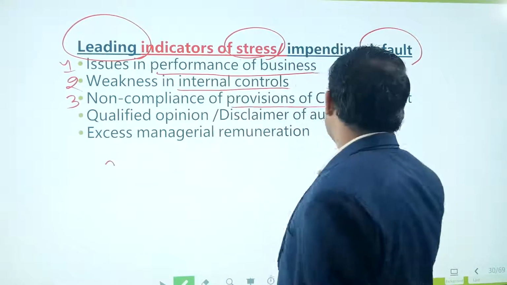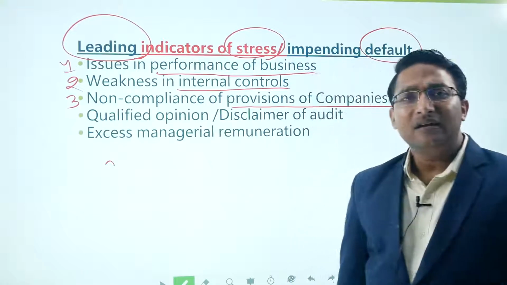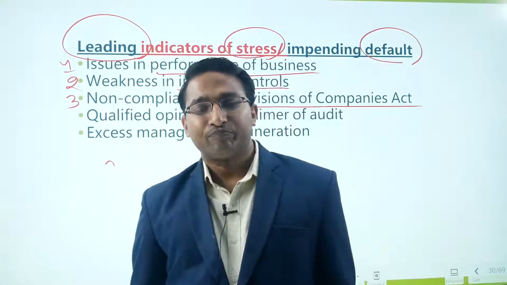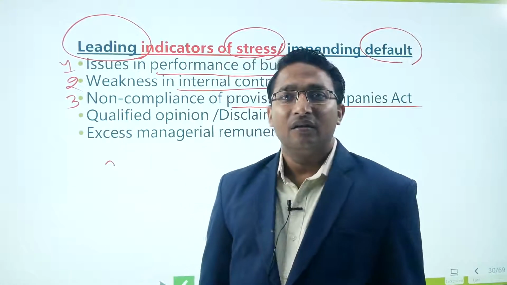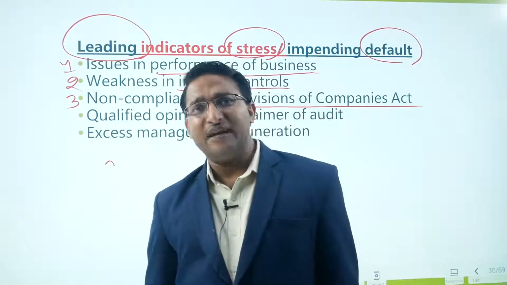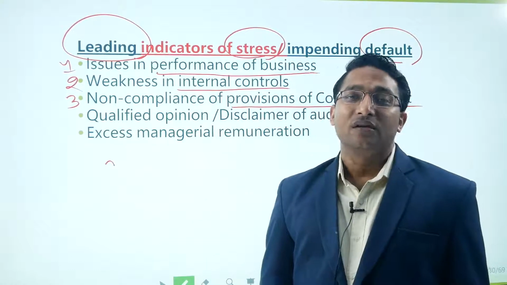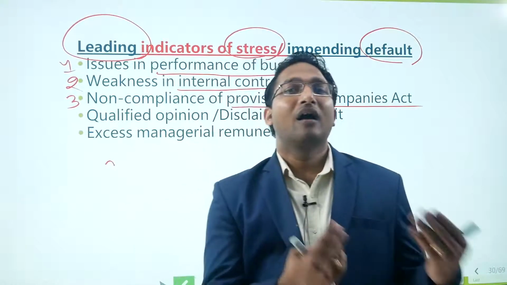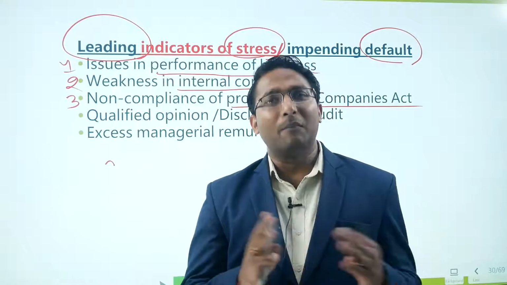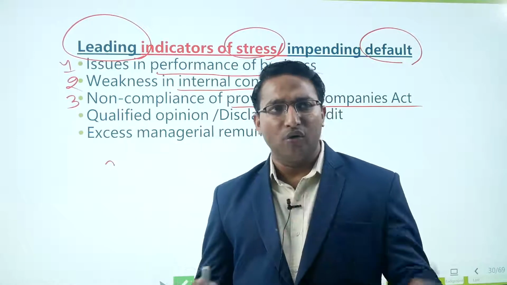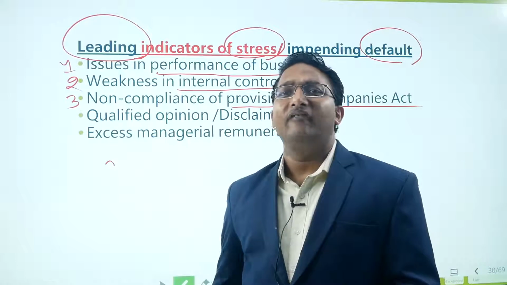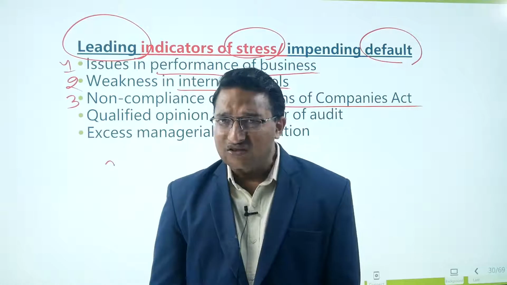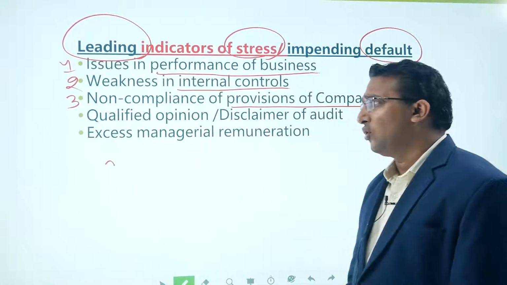Non-compliance of the provisions of Companies Act. So when the company is registered under the Companies Act, they have to comply with certain legal requirements. For example, they have to submit their balance sheet, annual report, profit and loss account, cash flow statement, all these financials they have to submit to the government on time, and the government makes it public so that everyone, investor, employee, supplier, government, every person can go and see the transparent financial information. So is that being done or not?